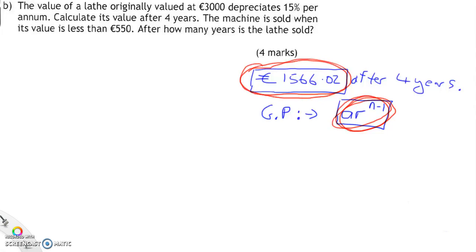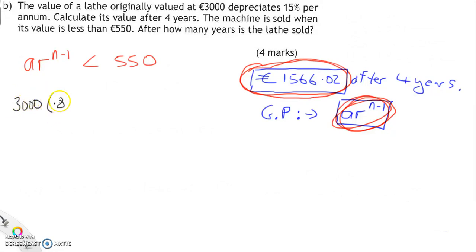Right, next up, the machine is sold when its value is less than 550 euros. After how many years is the lathe sold? So it'll be sold when A R to the power of n minus 1 is less than 550. That's when it's going to be sold, right? Because this formula here gives us the worth of this machine after a certain amount of years. We want to know what n is, right? Let's switch to black there. So A is still going to be 3000.